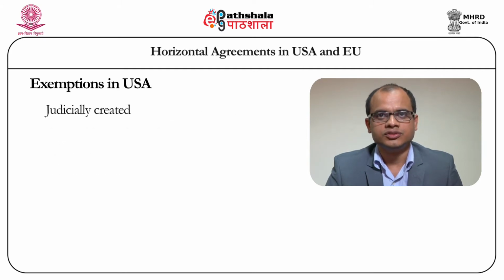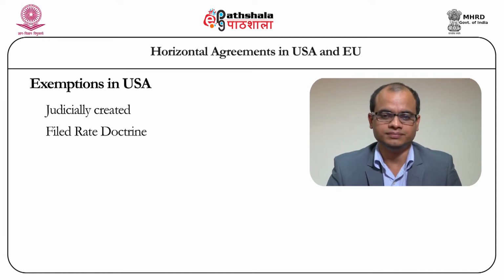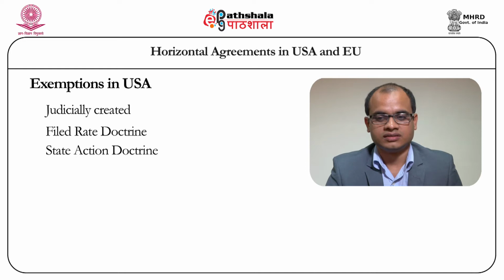And there are judicially created doctrines like the filed rate doctrine, which also applies. If a business is regulated and files its prices for approval by a regulatory agency, then that business is eligible for immunity from the antitrust laws in the US, and specifically the Sherman Act. Then the state action doctrine, which is a judicially created exemption: if the action takes place under the state regulator's active supervision or law that clearly provides for the approval of restraint, then such an action is exempted.